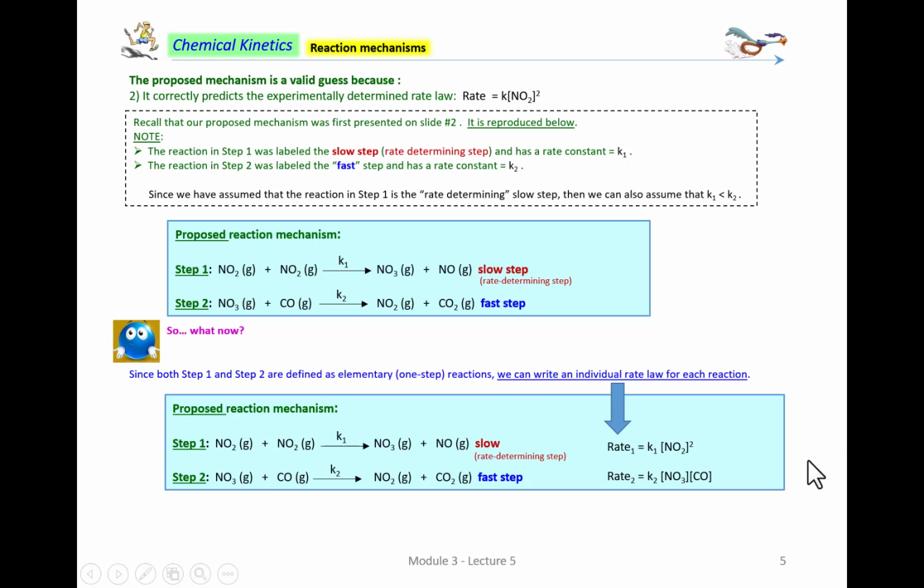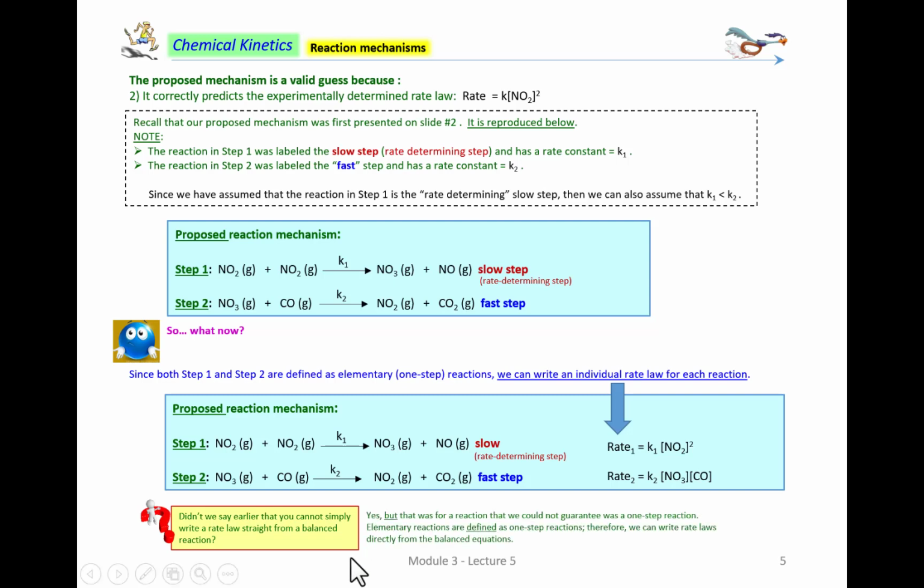Now I'm hoping you're going to object to this, because we were very careful to say earlier that you cannot simply write a rate law straight from a balanced reaction. However, that was for a reaction that we could not guarantee was a one-step reaction. Because remember, all the reactions we've looked at before, we had reactants going into a reaction mechanism box going to products. So we can't say that the reaction went specifically from reactants to products in one step.